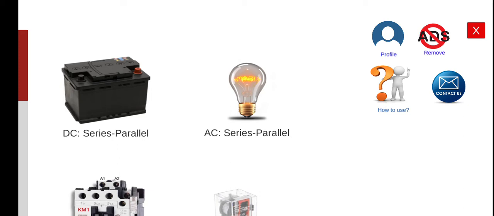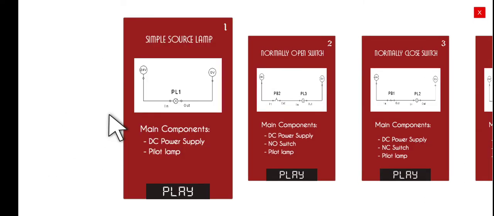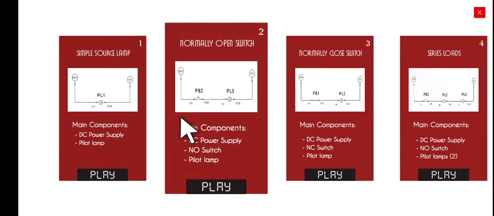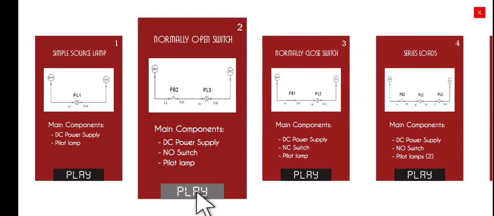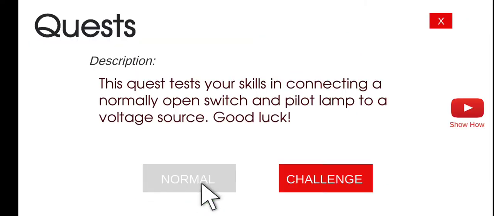So today we're going to perform the second activity for the DC series parallel circuit. So we have to click this first menu and then let's have the normal open switch. Okay, click the play button and then the normal mode.